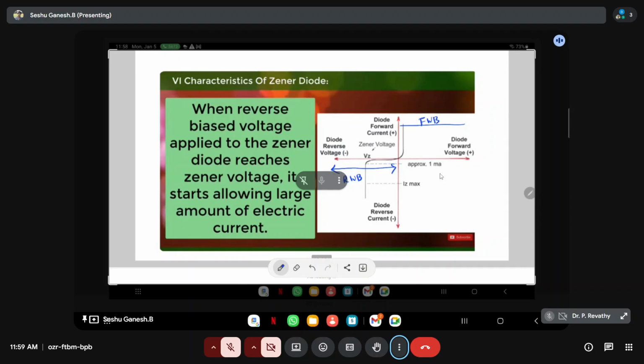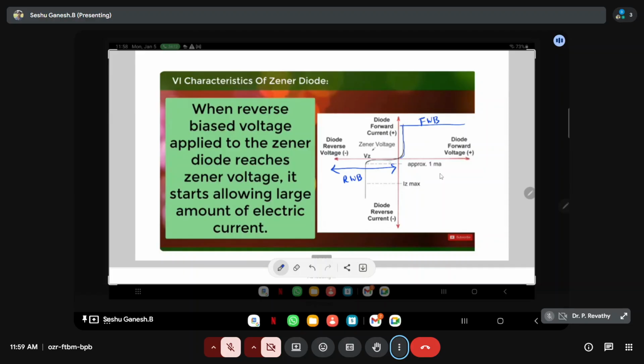You can see here FWB is nothing but the forward biased region, and RWB is the reverse biased region. And you can see here in the forward biased region, the curve shows that when we increase the voltage, the current starts to flow. It is shown here.